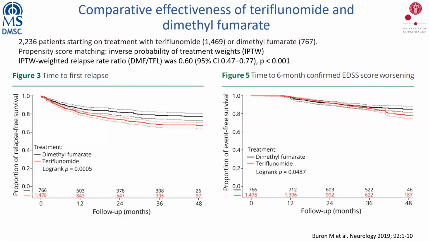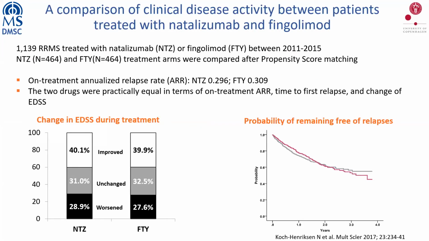Also, the time to the first relapse was statistically significant, whereas the time to 6 months confirmed EDSS score worsening only showed a minor difference that was borderline statistically significant. We also compared patients treated with natalizumab and fingolimod. Between 2011 and 2015, 1,139 patients were treated with either natalizumab or fingolimod. And we used propensity score and achieved two treatment arms with 464 patients in each.